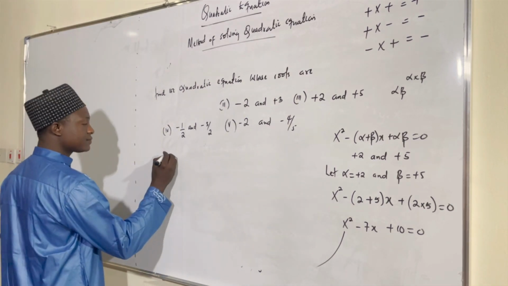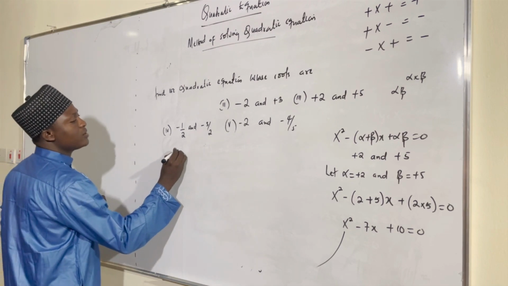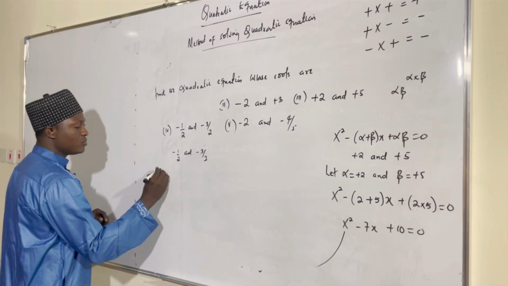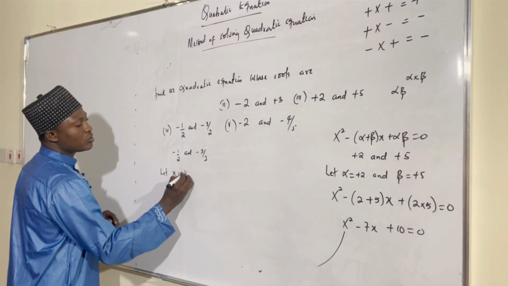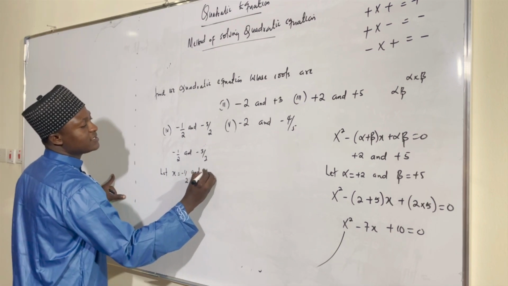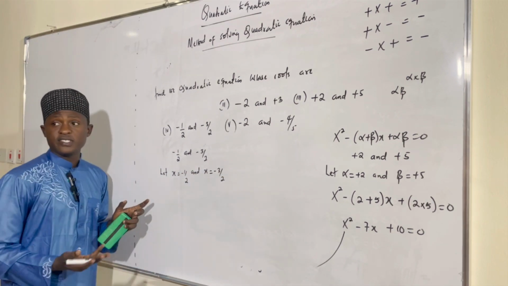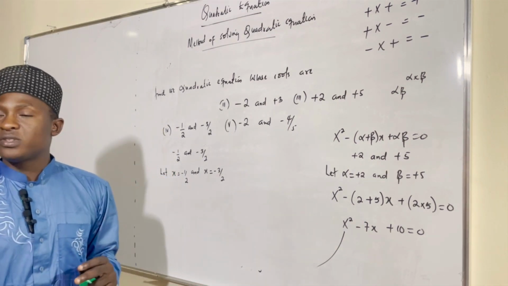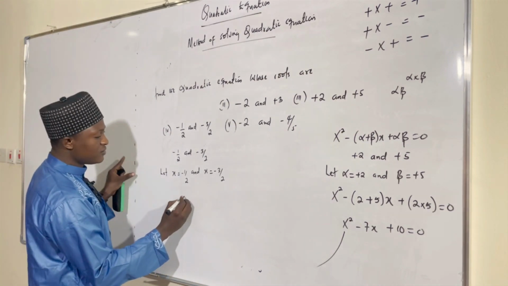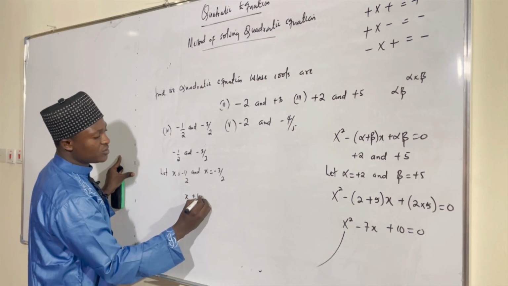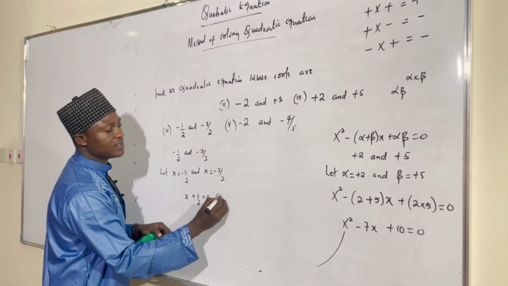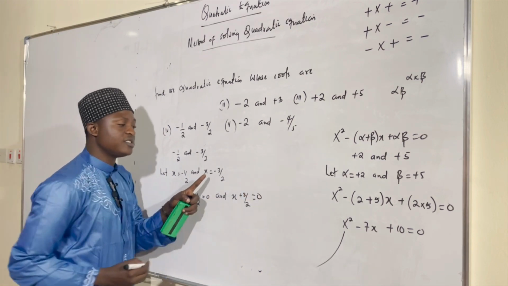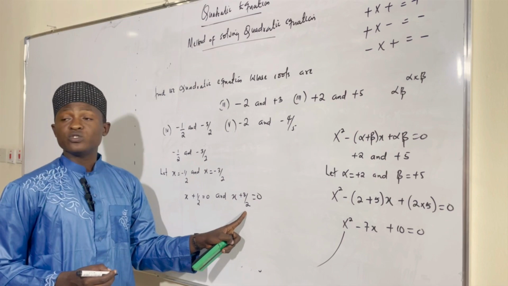Now we have minus 1 over 2 and minus 3 over 2. The same way, let x equal minus 1 over 2 and let x equal minus 3 over 2. The same method. So this is minus. When the minus comes to this side, of course, it's going to become positive. That means here I can have x plus 1 over 2 is equal to 0, and x plus 3 over 2 is equal to 0, because this is minus. So when the minus comes here, it's going to become positive.